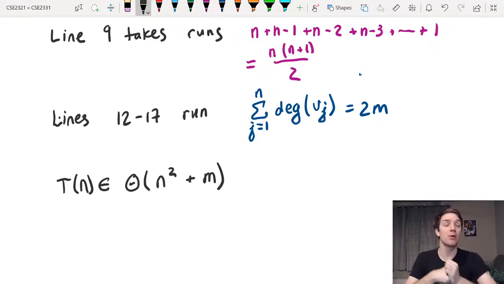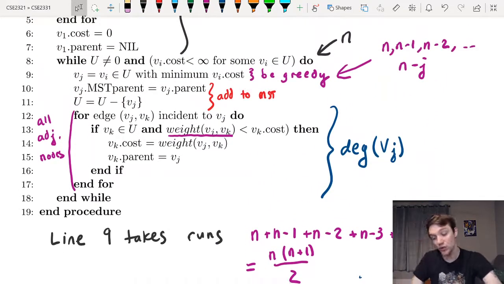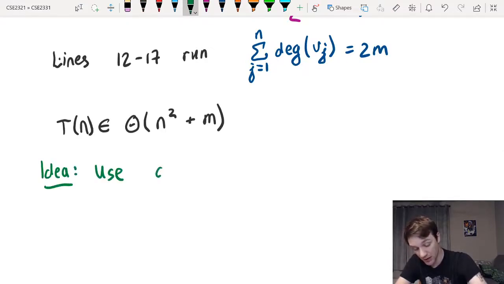The primary problem here is coming from having to look through all of these edges. We're trying to find a minimum. And the minimum was taking us linear time, n minus 1. And finding minimums in quick time, we actually have a convenient data structure for that. So our idea, to make this more efficient, is use a priority queue.